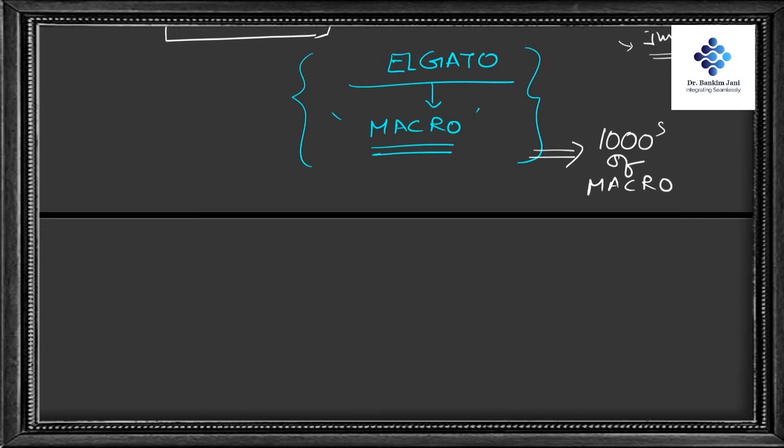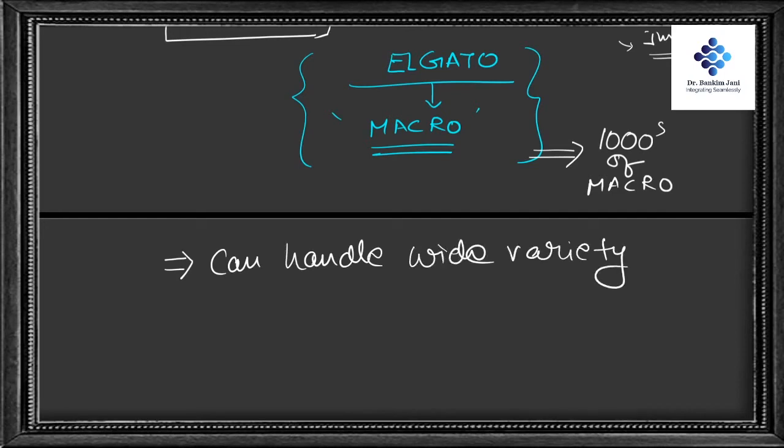This is the importance of Lisp, right? Where you can define all sorts of macros, and then you use those macros for your specific purpose. Okay, one more thing, Lisp can handle so many different types of databases. It can handle a very wide variety of data types, right? So that's how this Lisp comes into the picture.